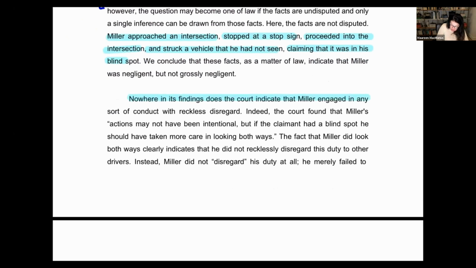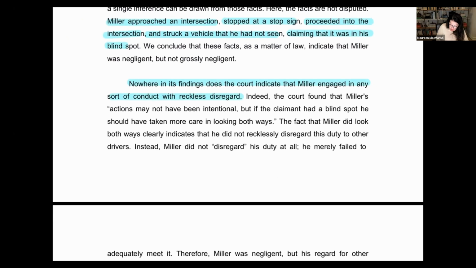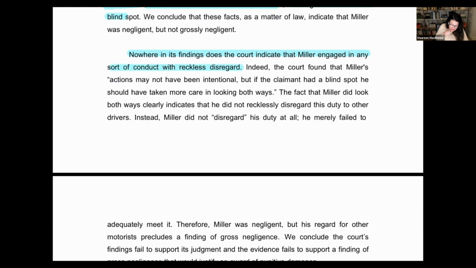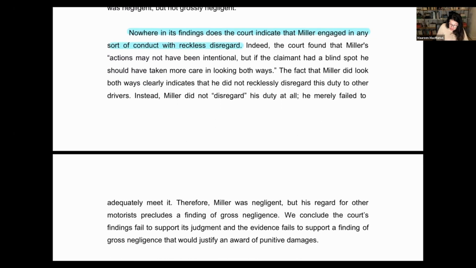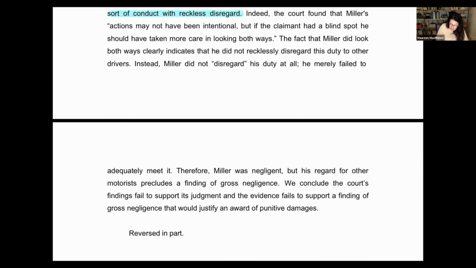Indeed, the court found that Miller's actions may not have been intentional, but if the claimant had a blind spot, he should have taken more care in looking both ways. The fact that Miller did look both ways clearly indicates that he did not recklessly disregard this duty to other drivers. Indeed, Miller did not disregard his duty at all. He merely failed to adequately meet it. Therefore, Miller was negligent, but his regard for other motorists precludes a finding of gross negligence.